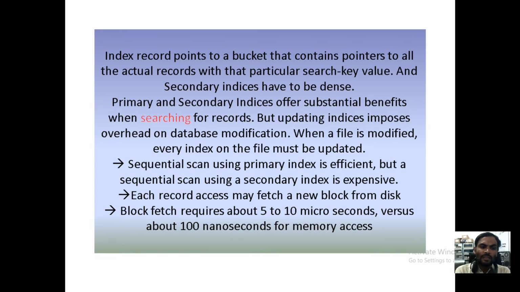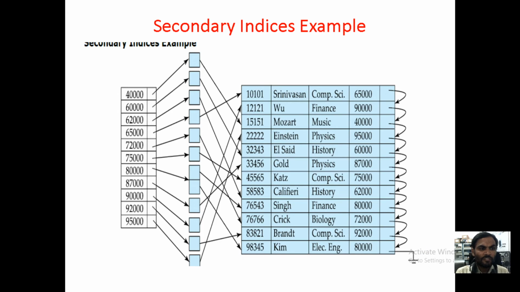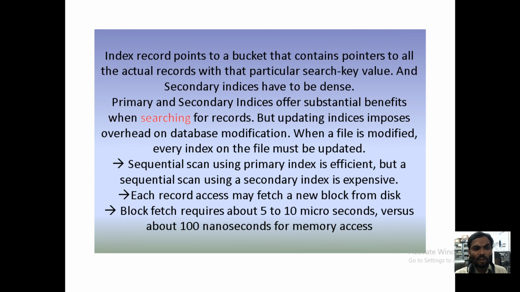Each record access fetches a new block from the disk. When you are accessing the record with the help of the employee salary through the indices, it fetches the block or the bucket. With the help of the bucket, it again identifies the entity object. Fetching a block takes about 5 to 10 microseconds, so for fetching each and every block it takes 5 to 10 microseconds.